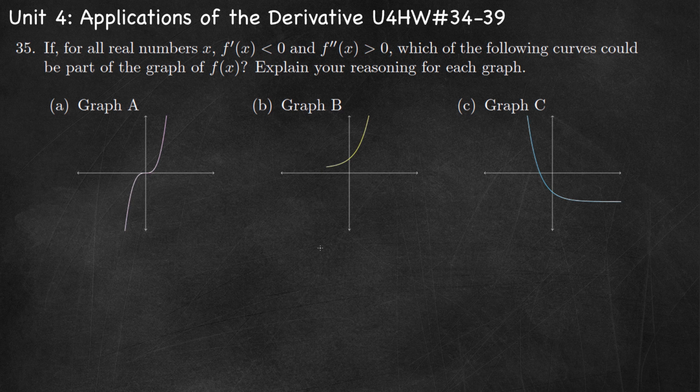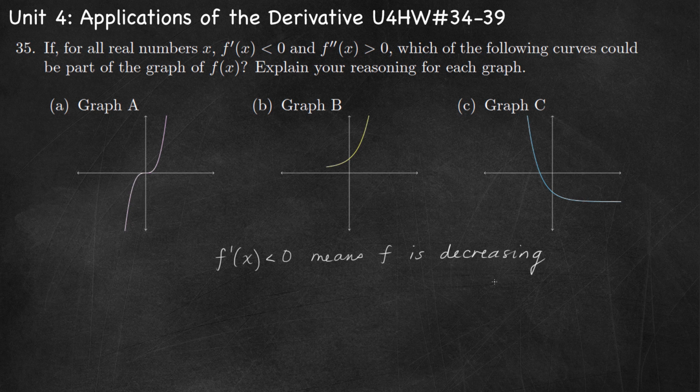35. If for all real numbers x, f prime of x is less than 0, and f double prime of x is greater than 0, which of the following curves could be part of the graph of f of x? So we're told f prime of x is less than 0, and we know that means that f is decreasing for all real numbers x.